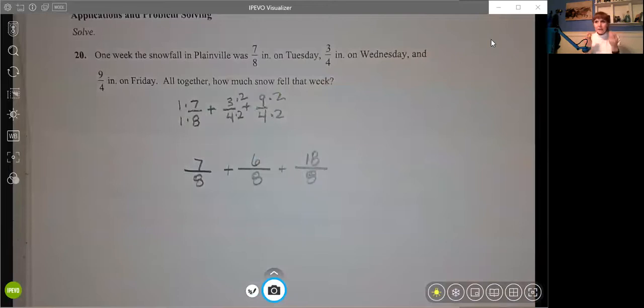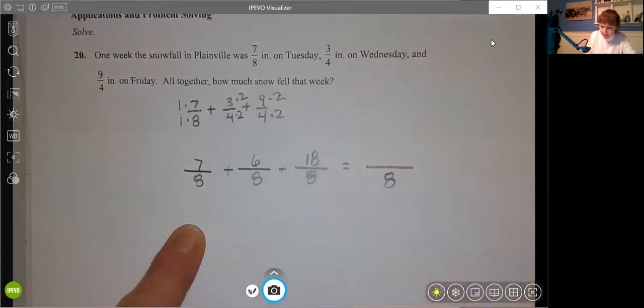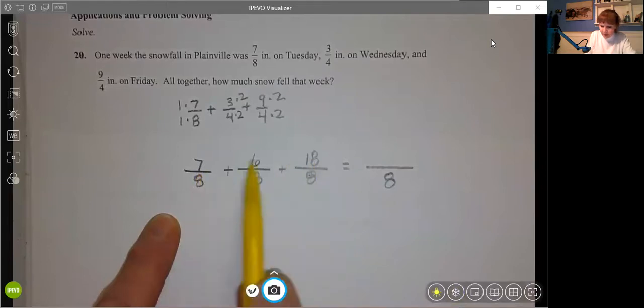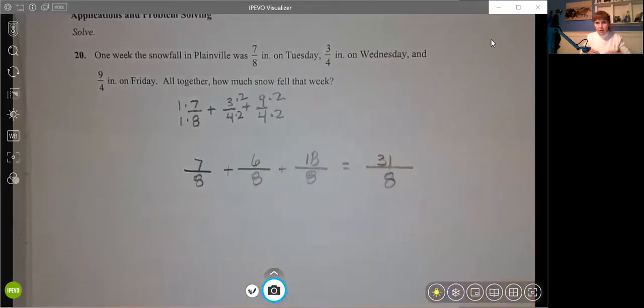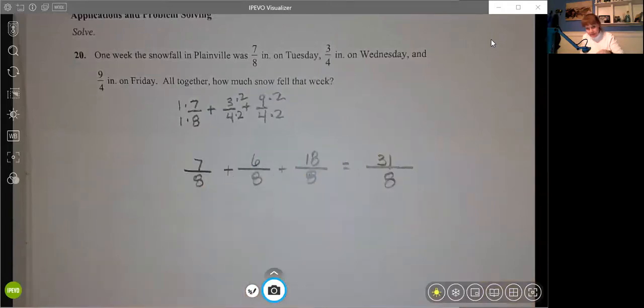So they all now have the same size piece. So I've got 7/8, 6/8, and 18/8. How many 8s total do I have? So when you add these together, it doesn't matter the order. I know that if I add these two, I get 25, plus 6 is 31. 31/8. Or you could take 13 plus 18. Doesn't matter the order, you're going to get 31/8. We're not going to make it a mixed number right now. So we're just going to leave it as 31/8.